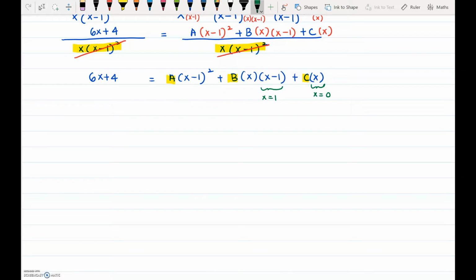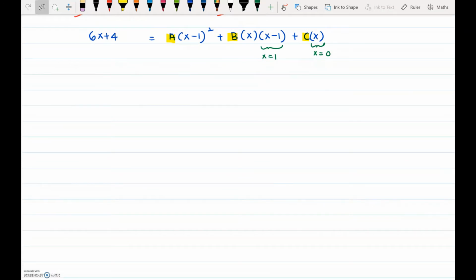And we have another problem, because for a, it is the (x minus 1) squared. It is a repeated linear factor. So later on we will see how to solve for a. Okay, so firstly we will start with substituting x is 1.